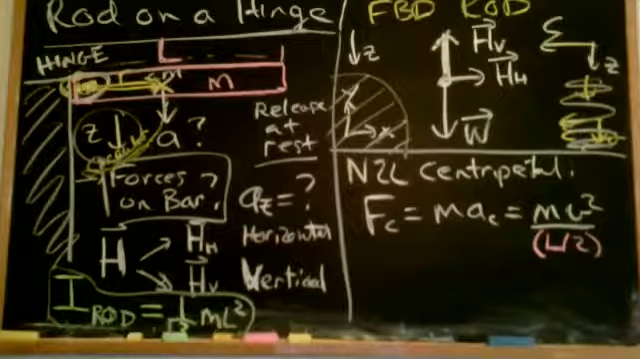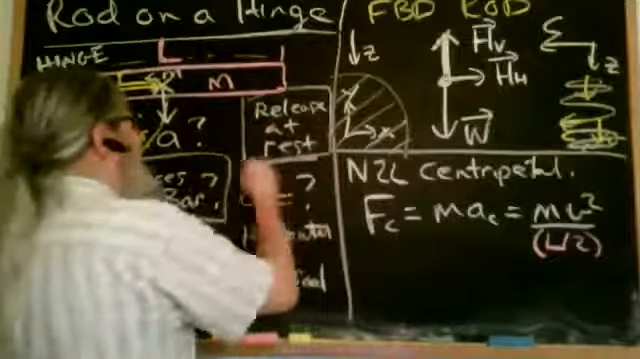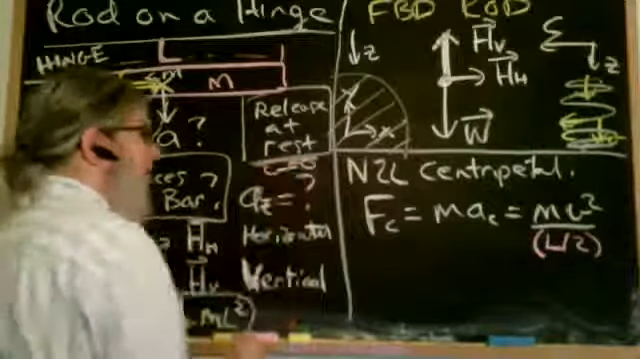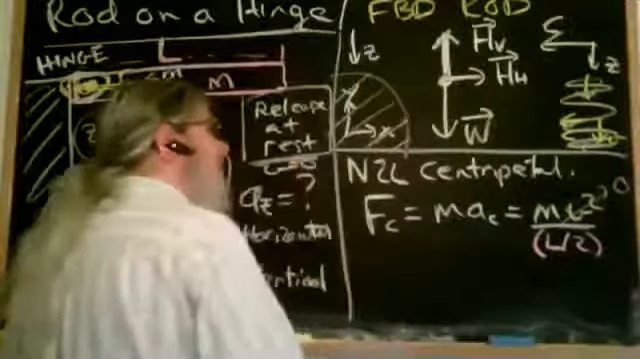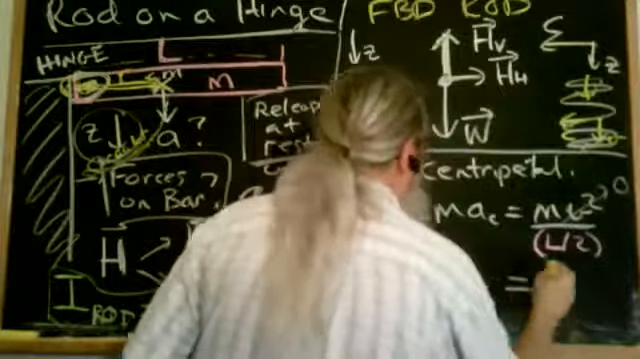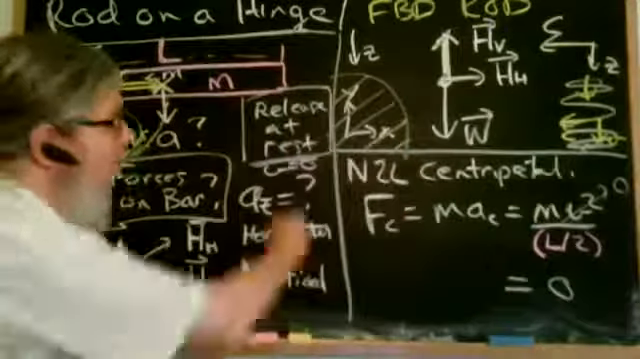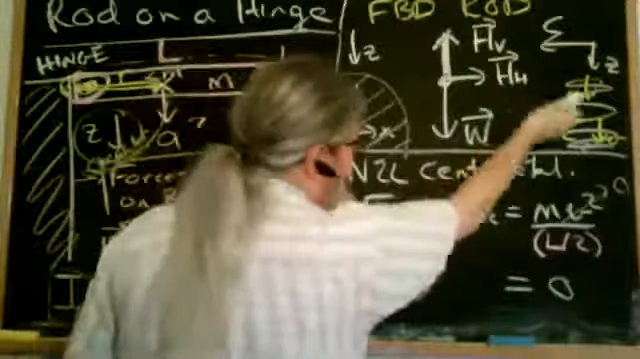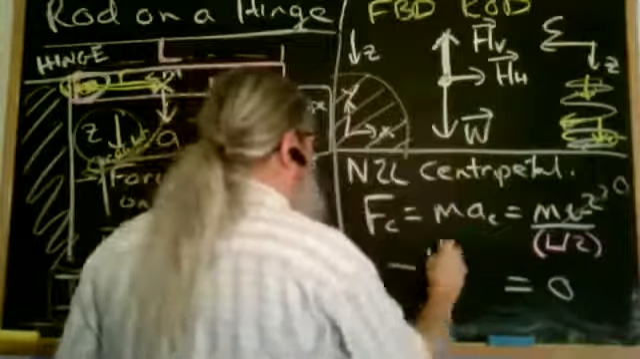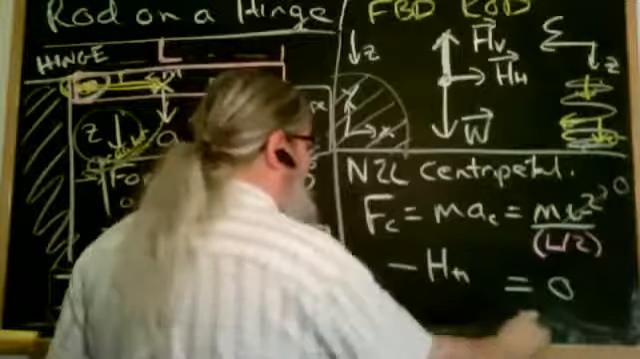And the happy news is that because I'm releasing at rest, that means v is equal to 0. So that means this term is definitely 0. So the right-hand side is 0. And if I look at the free body diagram, the only force that points in the centripetal direction, oh, now I've got H going this way, so I'm going to call that negative H. That's going to be equal to 0.